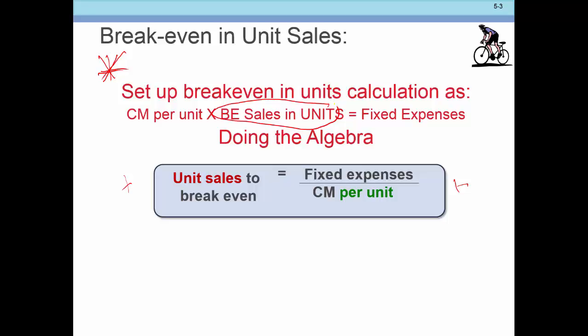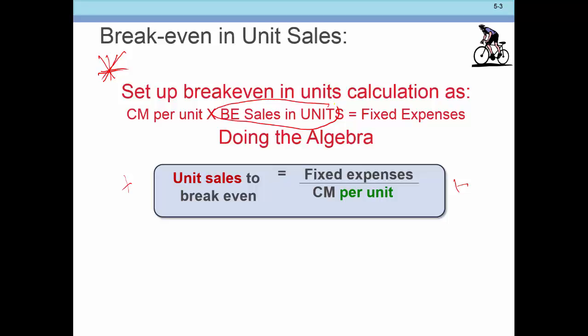Okay, so we set that up as our contribution margin per unit times my break-even in units has to equal my fixed expenses. Because I've already covered my variable cost by subtracting them off of my sales price. Now I'm down to the contribution margin, and if that equals my fixed expenses, I'll break even, right? Then I just do the algebra. The reason I put it this way, guys, is I don't think it's wise to just memorize that unit sales to break even is fixed expenses divided by contribution margin per unit.